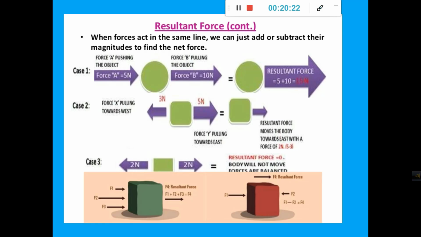Case 3. 2 Newton force acts in the right direction and 2 Newton force in the left direction. So the resultant force will be 0. The body will not move because the forces are balanced. Forces are balanced here.